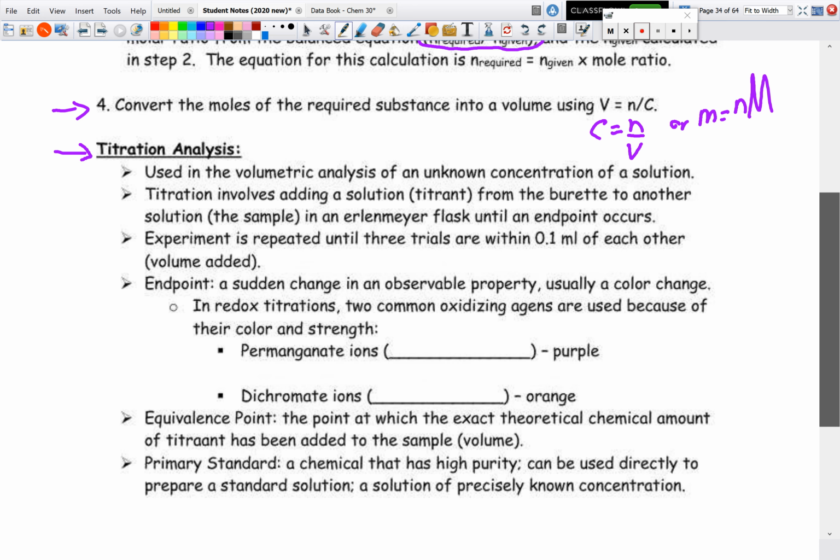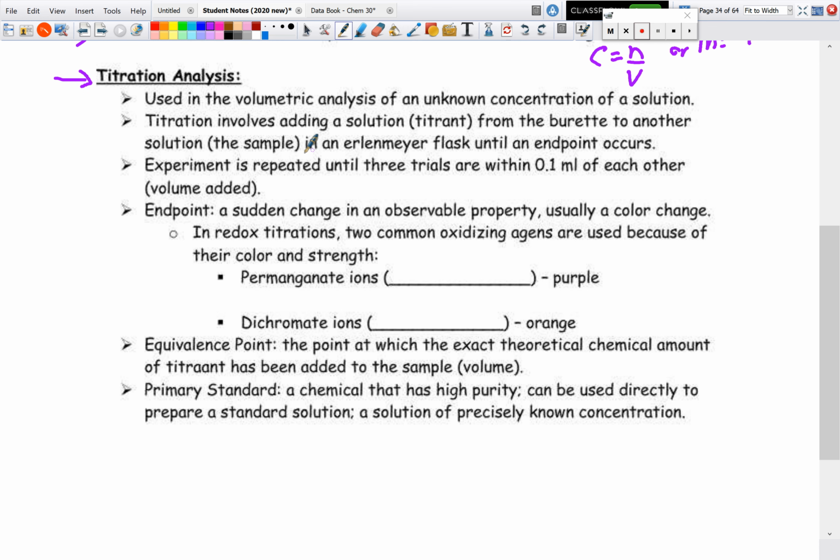So what a titration is, of course, we use volumetric analysis, so we use volumes of a solution of unknown concentration and of course a known one. Our titration involves adding a solution, which is our titrant, from the burette to another solution, which is a sample, which is found in an Erlenmeyer flask. I'm going to show you a diagram of how this looks in a bit, if you forget what everything is.